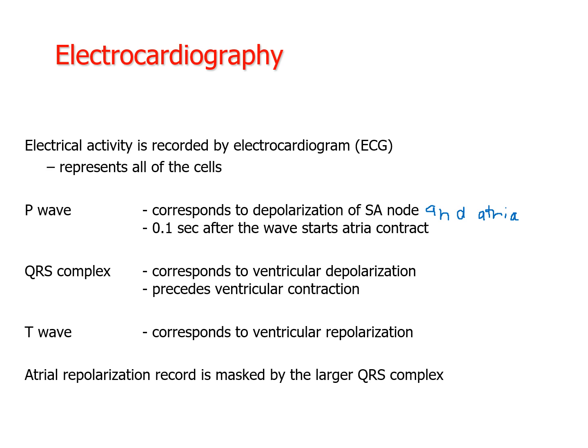Then you have a 0.1 second delay before the atria contract. So you get depolarization, then contraction. QRS represents the ventricular depolarization. The T wave represents the ventricular repolarization. And as I said, atrial repolarization is hidden or masked by the large QRS.